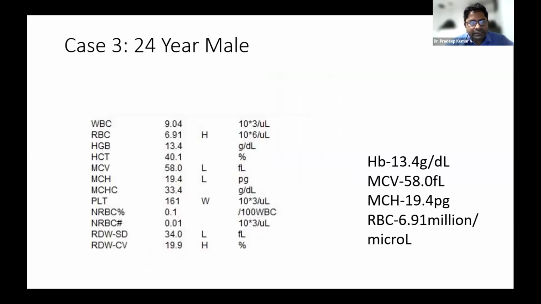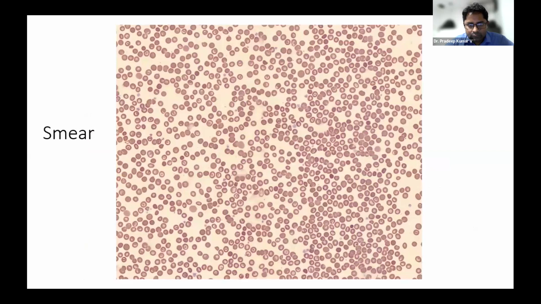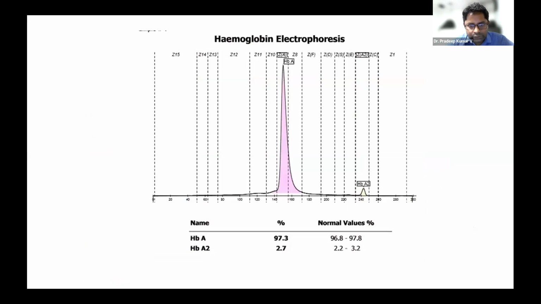Now coming to the next case: a 24-year-old male has MCV of 58, MCH of 19, which are low, RBC of 6.91, which is high, and hemoglobin 13.4, which is normal. The smear examination showed a lot of target cells, and electrophoresis was done and shows a normal A2. So would we still label this person as a thalassemia carrier, or would we say A2 is almost normal and skip it?